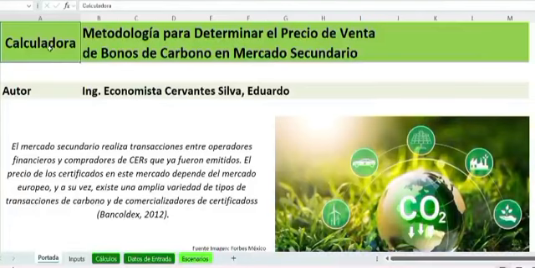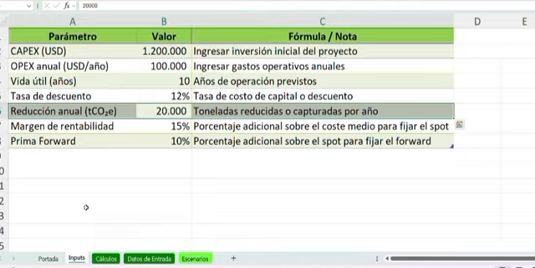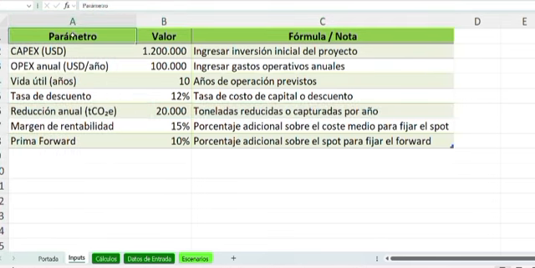Good day, everyone. This Excel file aims to present the methodology for determining the selling price of carbon credits in the secondary market. On the input sheet, we have the main variables and parameters. CapEx, the initial investment of the project, which could be a project in the Amazon, a renewable energy project, a reforestation project, among others. OPEX, the annual operating expenses or exploitation costs, including taxes, operating costs, maintenance costs, and so on.